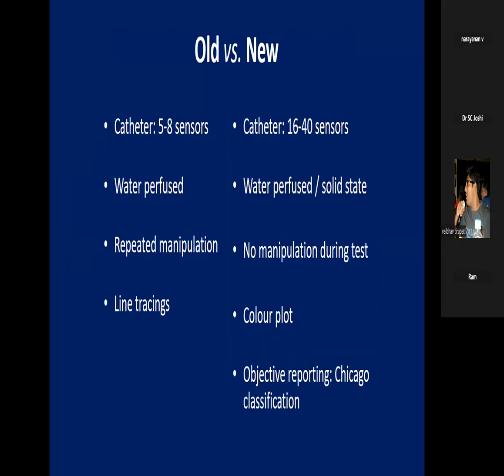The comparison between the old system and the new system will tell you how far we have progressed. In the old days, the catheter used to have 5 to 8 sensors. They were water perfused. One needed to do repeated pull-throughs and look at the line tracing and determine whether we are near the LES or in the upper sphincter, all those things. The new catheters have sensors ranging anywhere between 16 to 40. They are available as water perfused and solid state. One does not need to keep manipulating during the test. And there is a color plot, as we earlier saw. And most importantly, we have an objective reporting format called the Chicago classification.